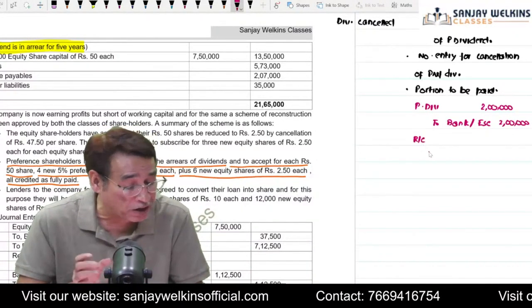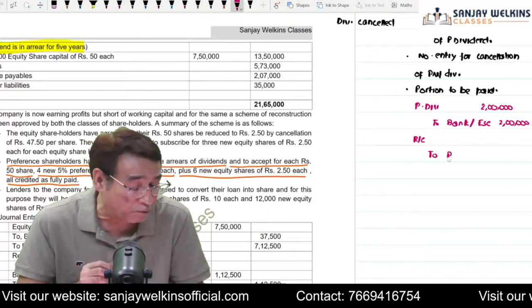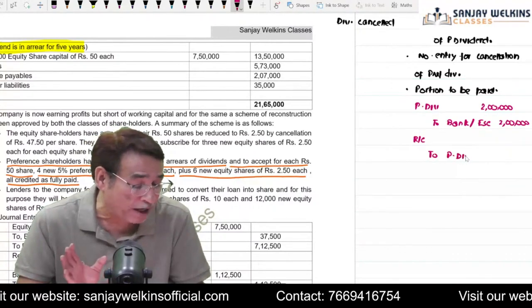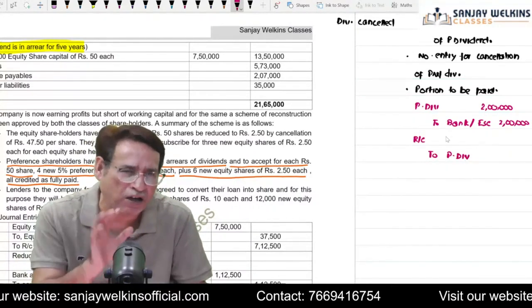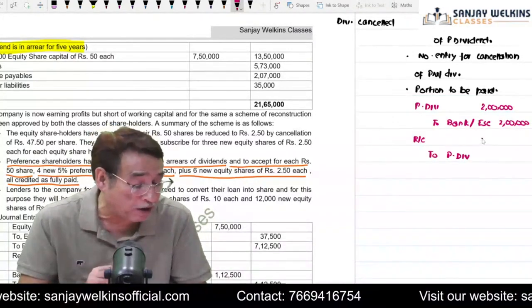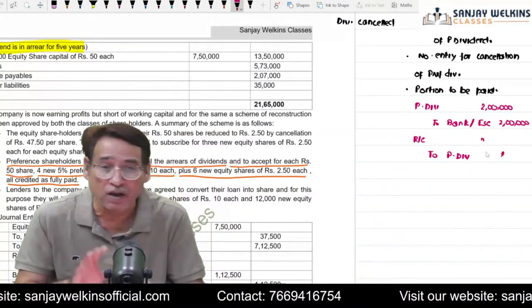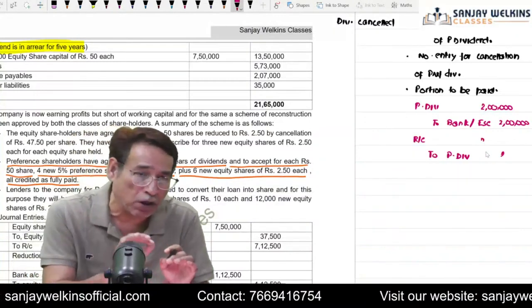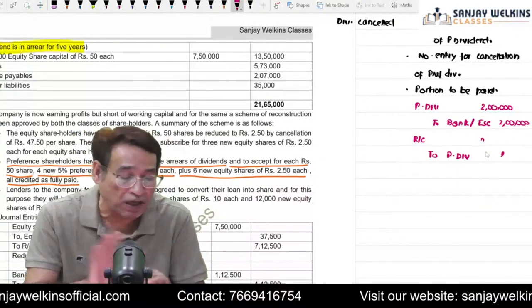And all the losses must be written off to reconstruction. You will have to write two entries in it. In fact, if the concept is clear, then you can write one single entry. That's a different matter. The point is that your concept should be clear. Is it clear to you? I hope the concept with respect to preference dividend is absolutely clear.